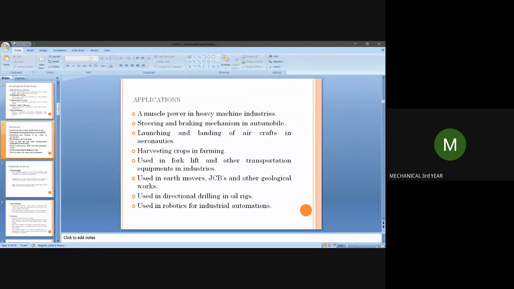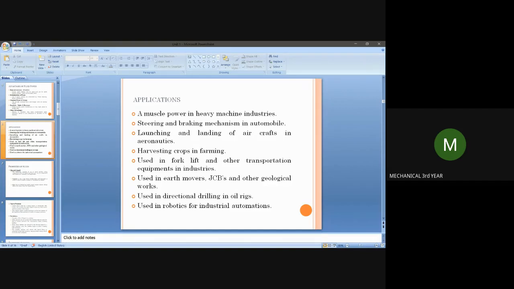The next point is seabed drilling. Seabed drilling is nothing but directional drilling; they mention it by that other term. Directional drilling also uses a hydraulic system, where the seabed is drilled through for extracting crude oil from the ocean.